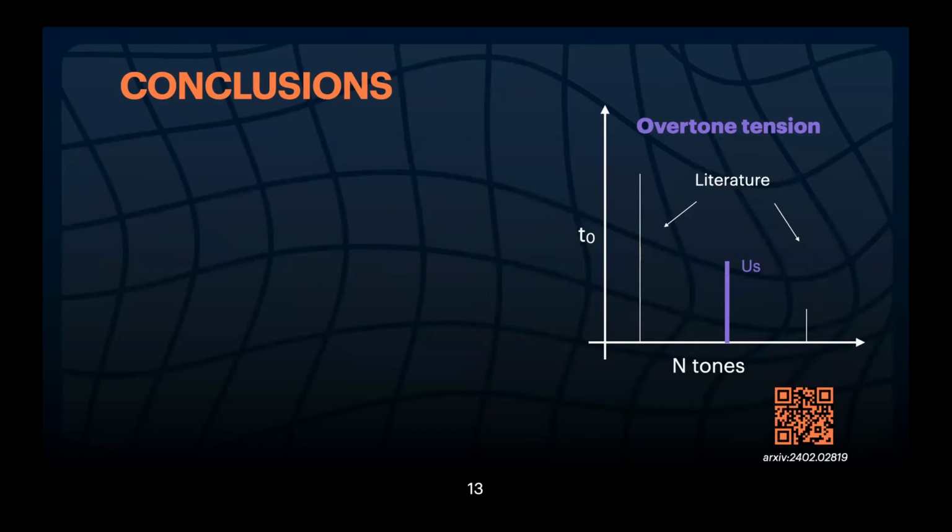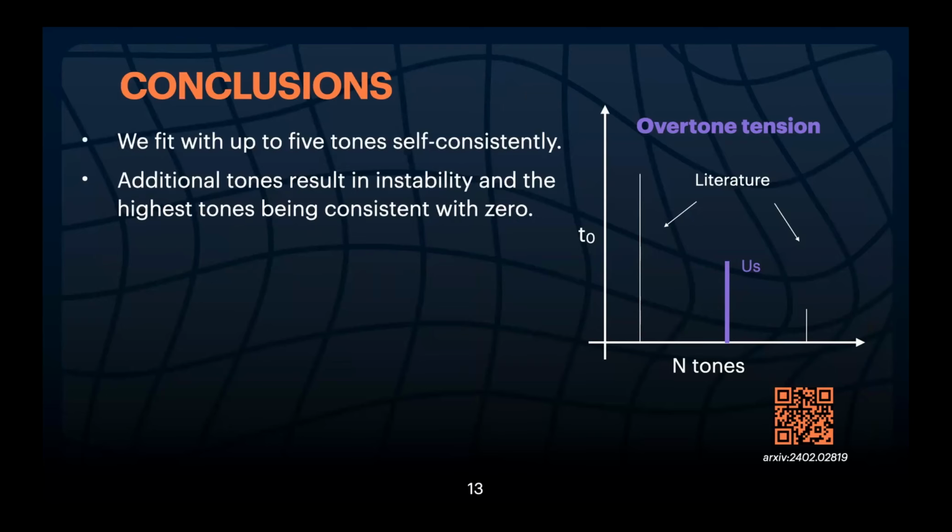Cool. So this schematic shows the main conclusions, which is that you have the literature which is very divided, and then you have us in the middle and what we say. And so what we find is that we fit up to 5 tones self-consistently, but additional tones result in instabilities and higher tones just being consistent with 0 with this Bayesian modeling procedure.